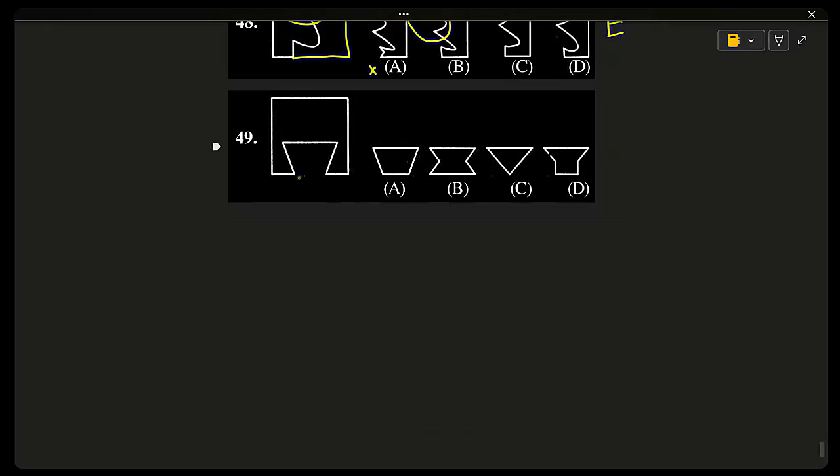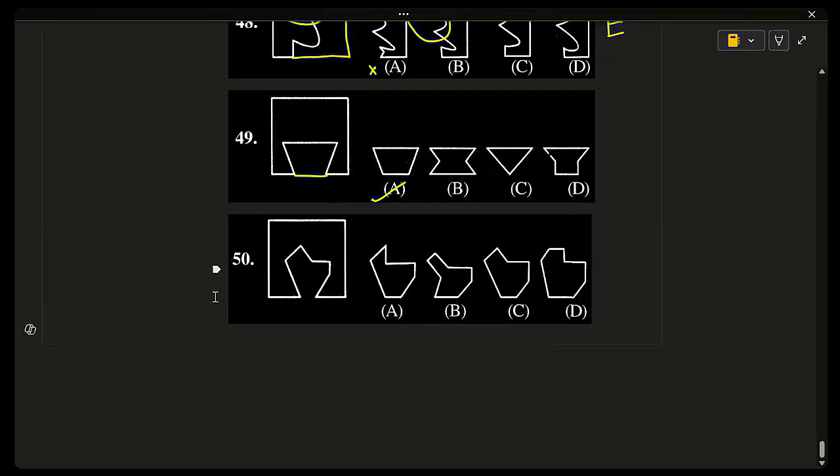49th one, try to draw the square. It is seen in option A. And last question in mental ability. Try to complete the square here, and it is seen in option C. So students, doubts in this, you can raise a hand.